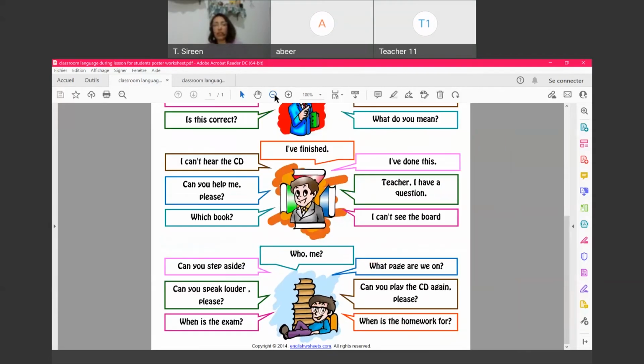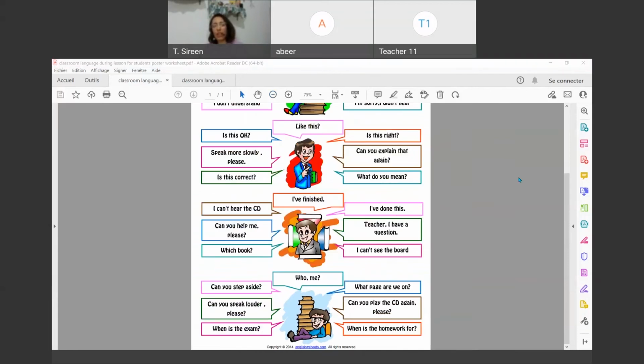Do you like these? How do you find them? Are they easy or difficult for your students? Easy, maybe for some students, not all of them.